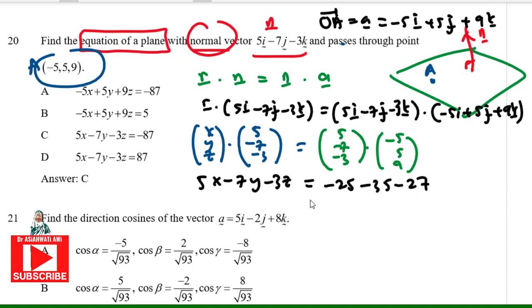And this one is equal to 60, 87, negative 87. Check. So this one is 5x, and the answer is C. The answer is C. Right?